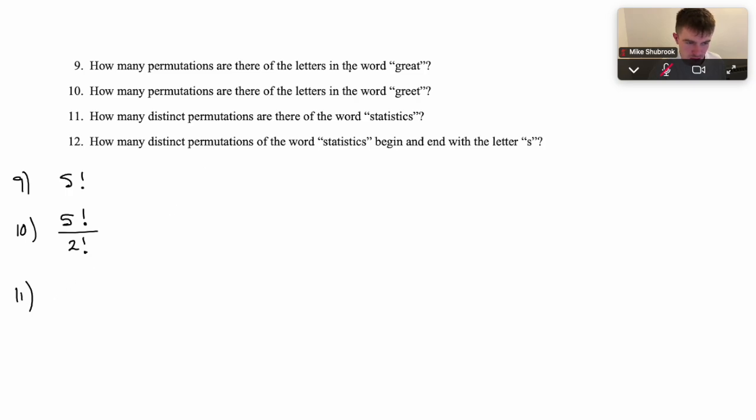11, a similar idea. We need to count the total number of letters, and we need to know how many letters are repeated and how many times they're repeated. So the word statistics has 10 letters, so we can rearrange these letters in 10 factorial different ways. But to account for the 3 S's, I divide by 3 factorial. To account for the 3 T's, I divide by 3 factorial. And to account for the 2 I's, I divide by 2 factorial.